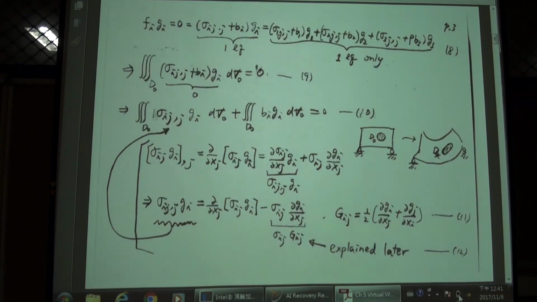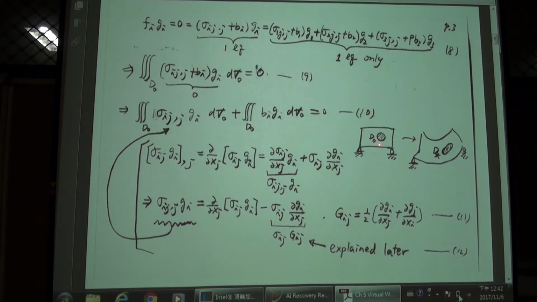Now we repeat the equation here for your convenience. Okay, Fi gi equals 0, and we have this and this. Okay, we have only one equation. Now this equation, Fi gi equals 0, can be integrated over an arbitrary volume.